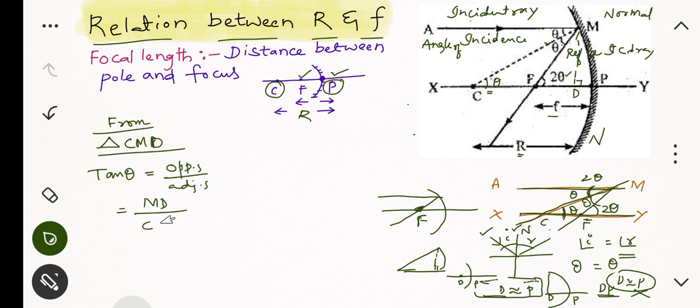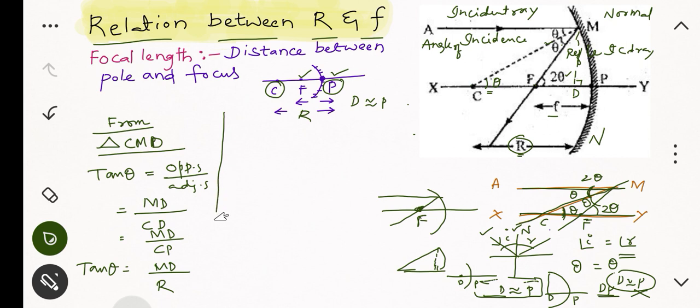We know that D is approximately equal to P, so instead of CD, we can write CP. MD divided by CP, and the value of CP is the radius of curvature, capital R. So tan theta is equal to MD by R.